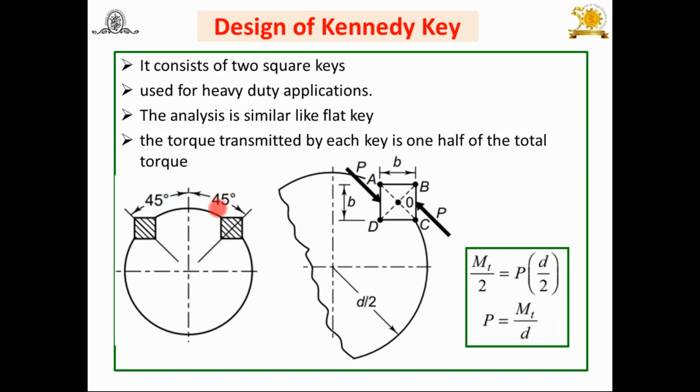I will explain that. And again, second thing, in this case, torque transmitted by this Kennedy key, because there are two square keys, therefore torque transmitted by each key is 1/2 of the total. Here I have written total torque transmitted by each key is 1/2. Half means half by this key and half by this key. And the analysis is similar to a flat key or a square key. Try to understand. Now let us do the analysis, how it is going to happen.